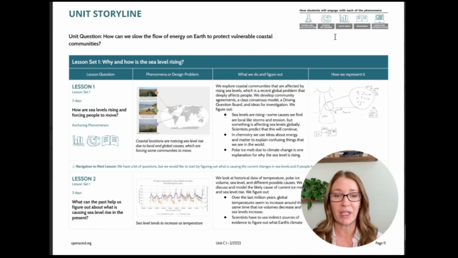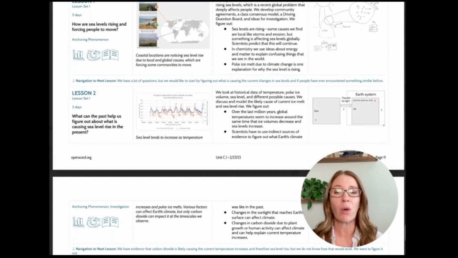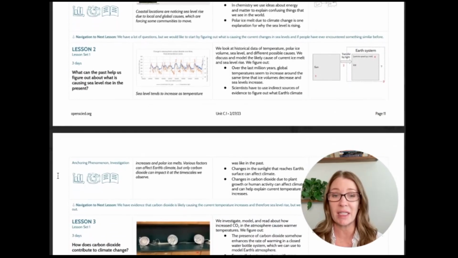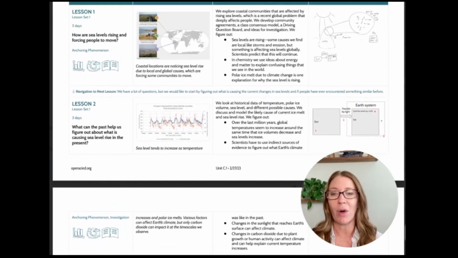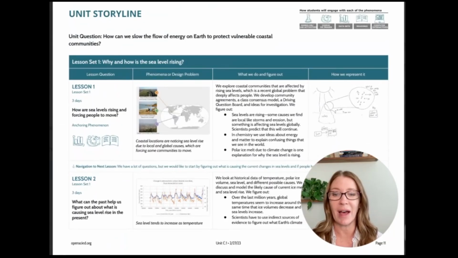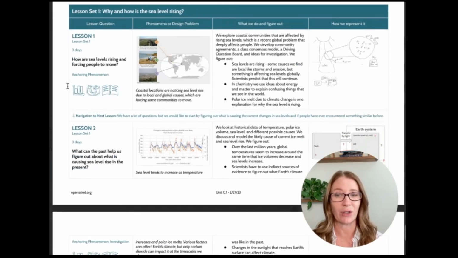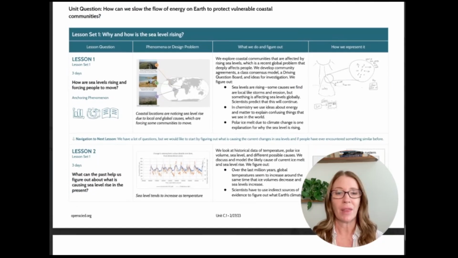They actually help you understand which routines you're using from the storyline model. So you'll see in lesson 1, we're using the anchoring phenomenon routine. And very rarely does this happen, but we also are going to do some of the anchoring phenomenon routine in lesson 2, as well as adding in an investigation of using some data. Now, you will notice that there's 3 days that this anchoring phenomenon will take, plus another 3 days in lesson 2. So there's significant time that's put into developing this anchoring phenomenon and getting students to understand what we're trying to explain using a chemistry lens.